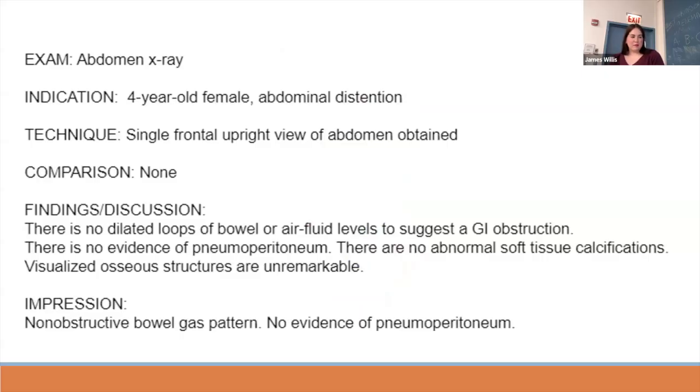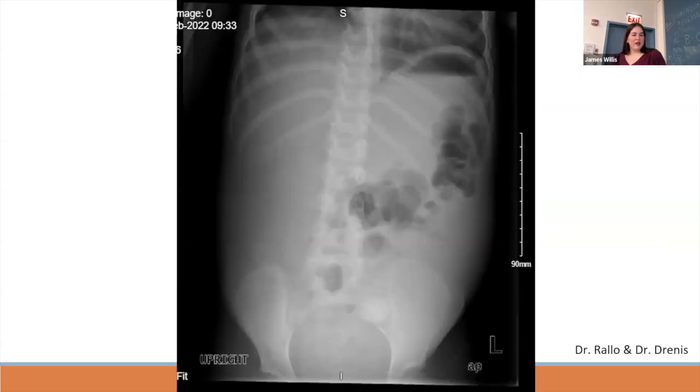This was the read that we got back. It said non-obstructive bowel gas pattern with no evidence of pneumoperitoneum. And just to let everyone know, it was also finalized by one of our favorite radiologists. But this is the picture that Dr. Rollo pulled up and showed everyone in the room. Do we think this is a normal x-ray?